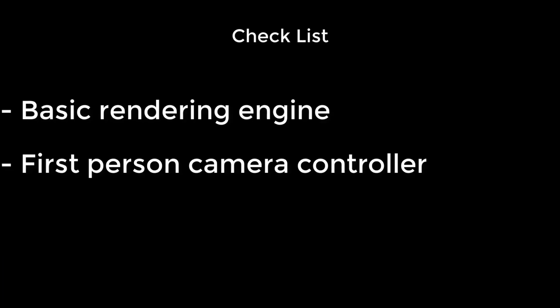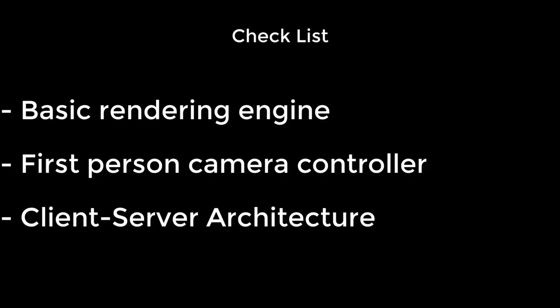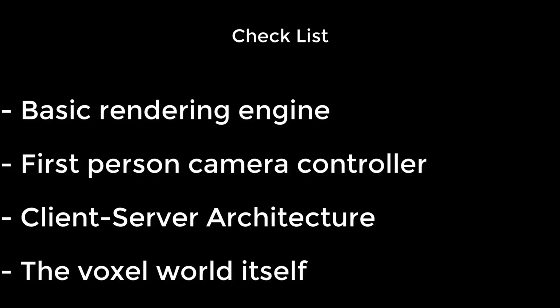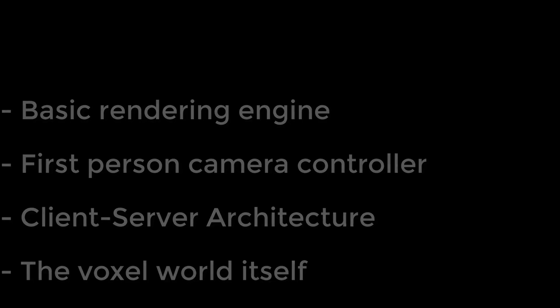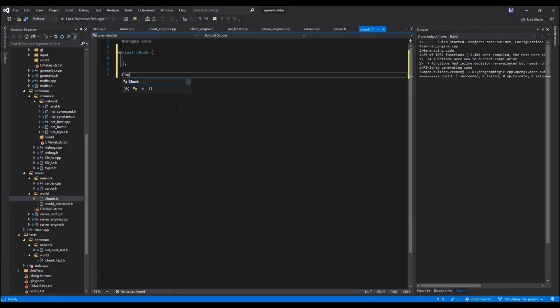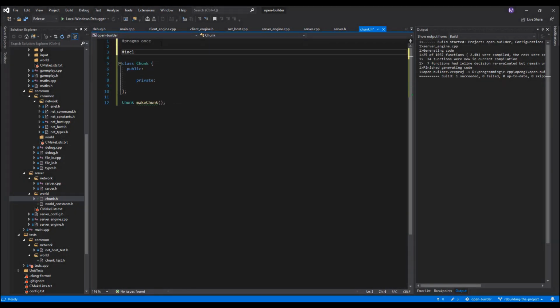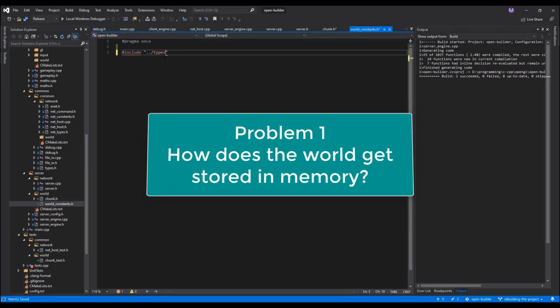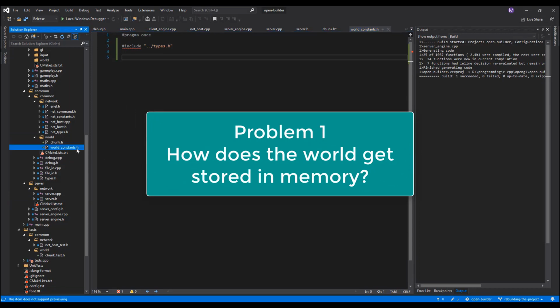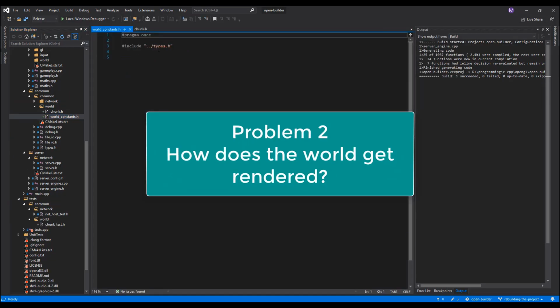At this point, we now have the ability to render stuff, control a first-person camera, and also send messages between the client and the server over a network. So now it's time to implement probably the most important part of any blocky building game, and that is the actual voxel world itself. For now, this just means solving a couple of problems. First of all, we need some way to actually store the data about the world in memory, and then secondly, there needs to be a way to actually render it.